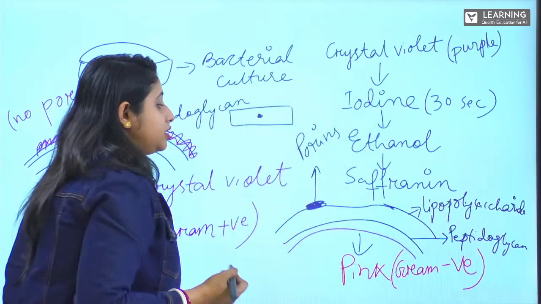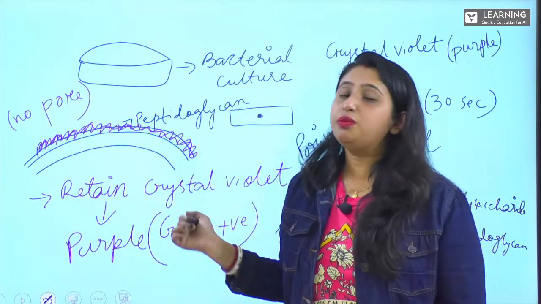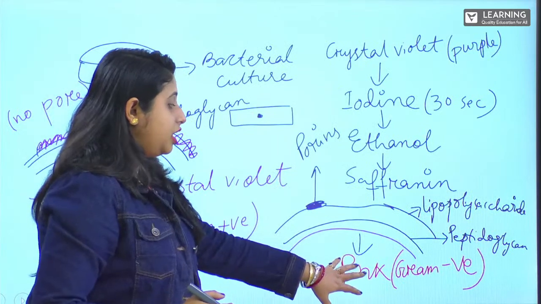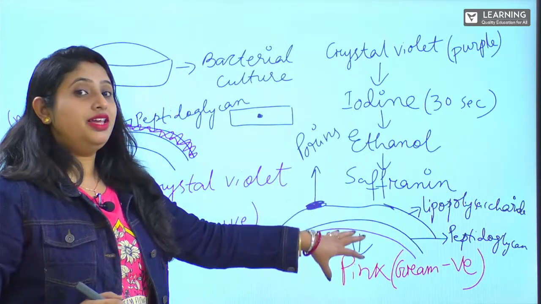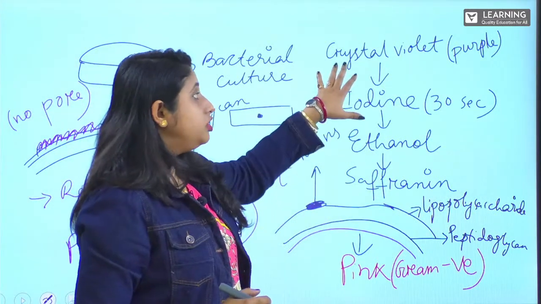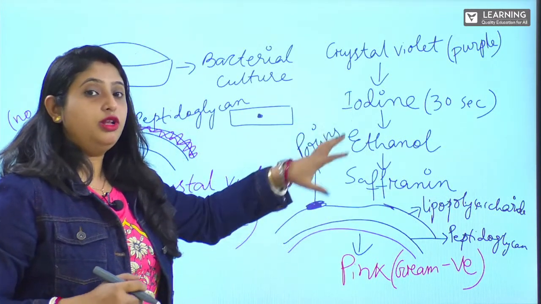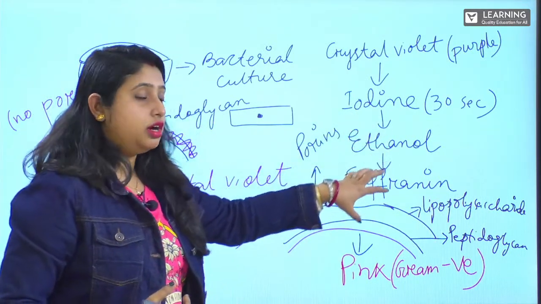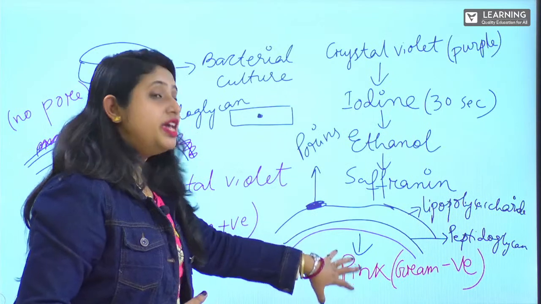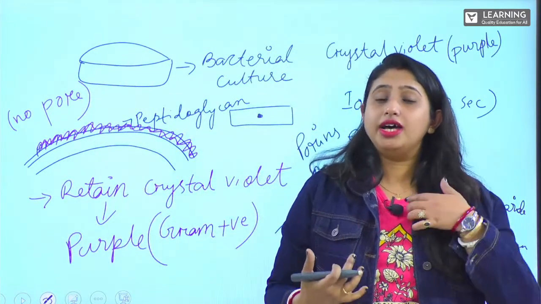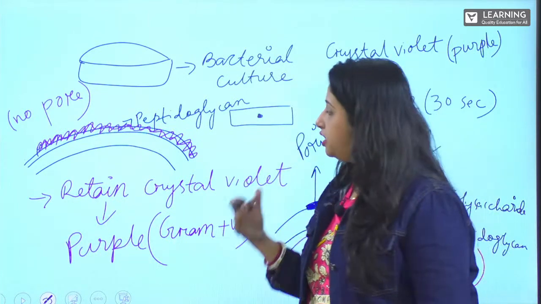So this is how the staining is done. Because of the presence of lipopolysaccharides, the gram-negative bacteria will not retain the stain. They do not have the capacity to retain this crystal violet. They will be washed off when we wash it with the help of ethanol. So they will appear as pink in color. These bacteria are known as gram-negative bacteria.